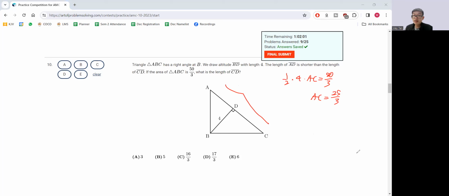Now, AD is the shorter one. CD is the longer one. So you can already eliminate this option here. Now, the property that we are going to use is the fact that these triangles are similar to each other. By these, I mean the two smaller triangles. ABD is similar to BCD. This is a classic nested right angled triangle configuration. So AD over BD equals BD over CD. So AD times CD is BD squared, which is 16.